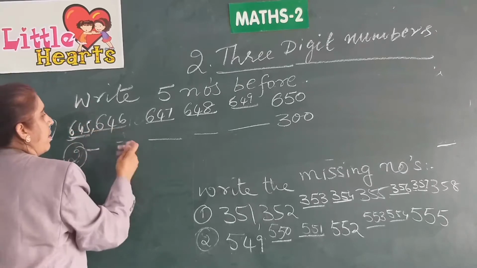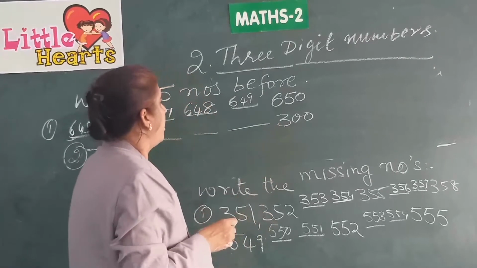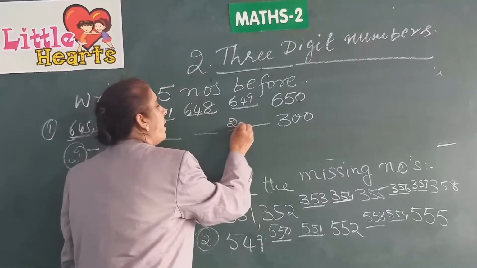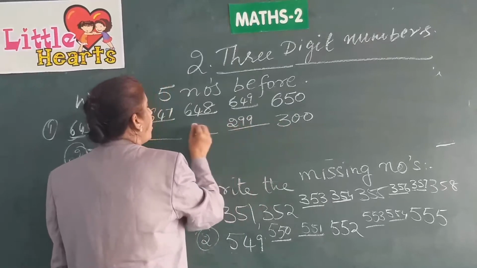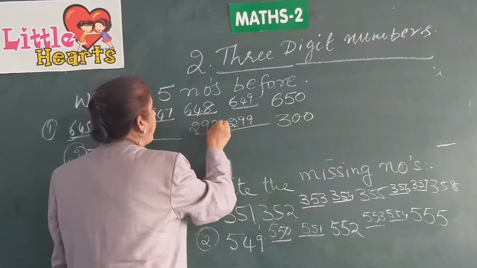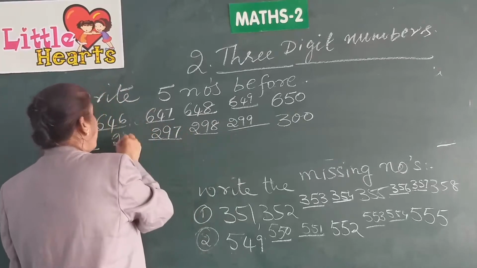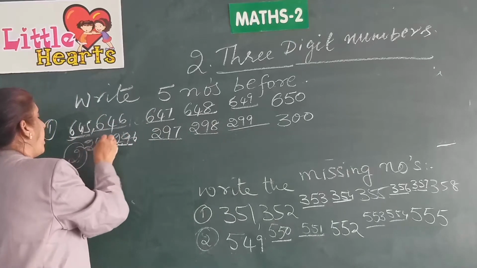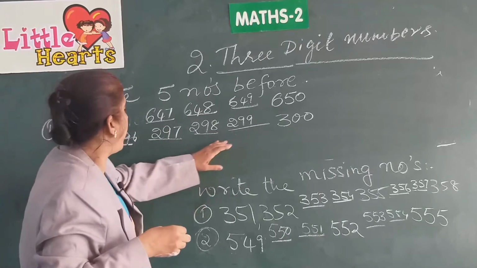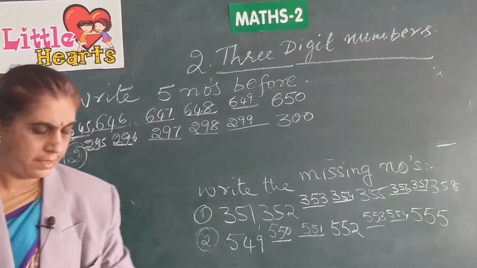What comes before 300? It is 299. Next comes 300. Before 299, 298, 297, 296, 295. You should be able to do backward counting and write the numbers backward.